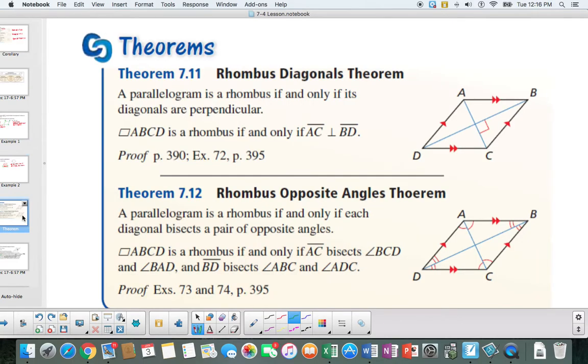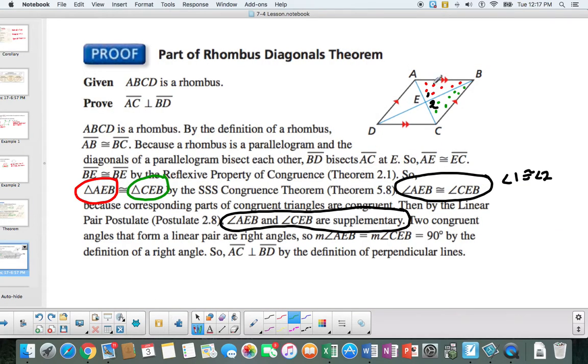Here are some interesting characteristics about a rhombus. One is that the diagonals are perpendicular, and another one is that the diagonals bisect opposite angles, so they cut these angles in half. Let's take a look at a proof for this first one. I'm going to look at the red triangle and the green triangle. Now I know that this is a rhombus, so all the sides are the same. So AB will be congruent to BC, and that'll be a side. I also have AE congruent to EC, that's a side, because diagonals bisect each other.